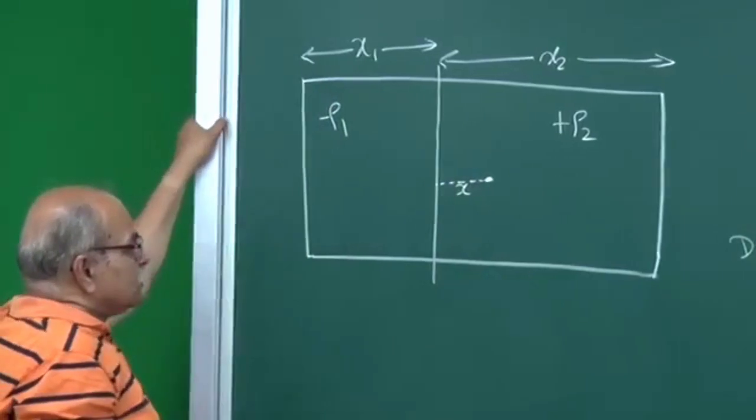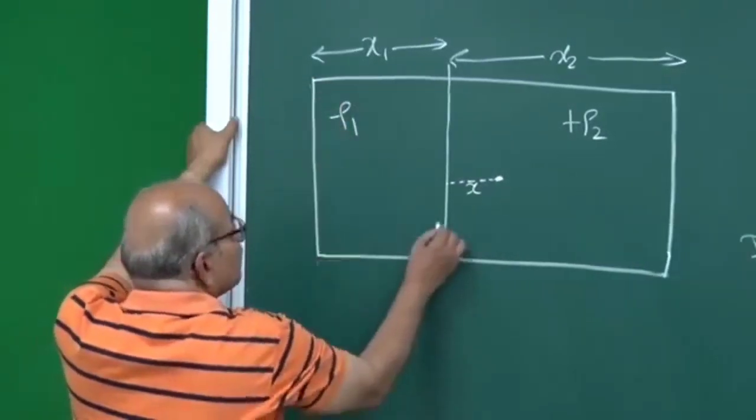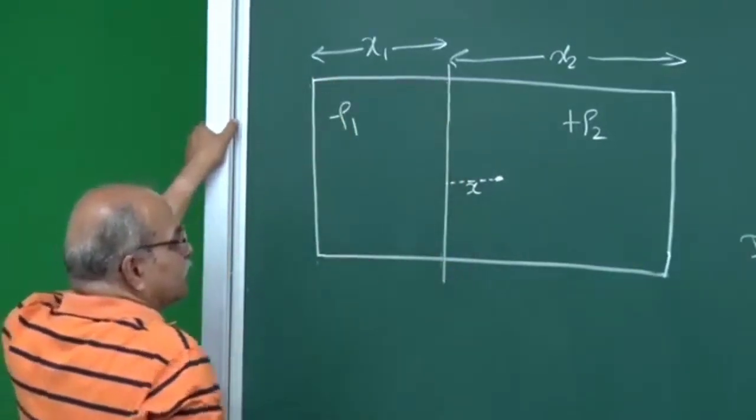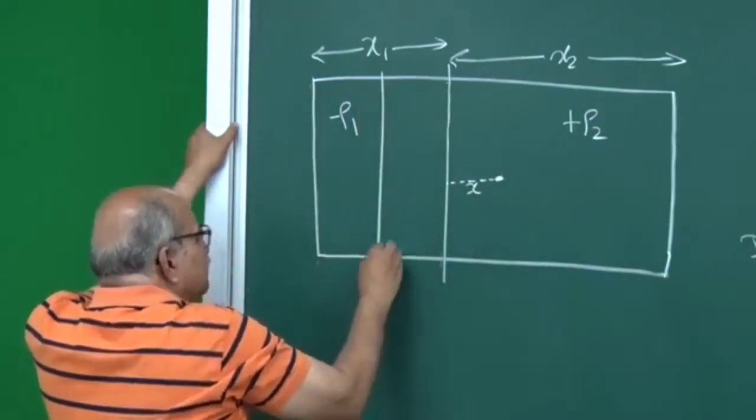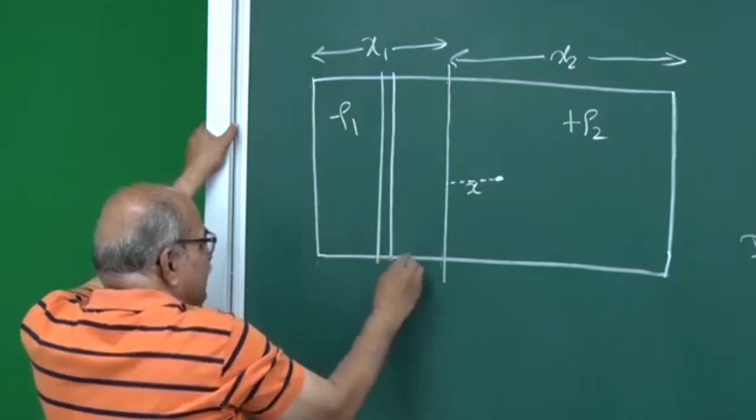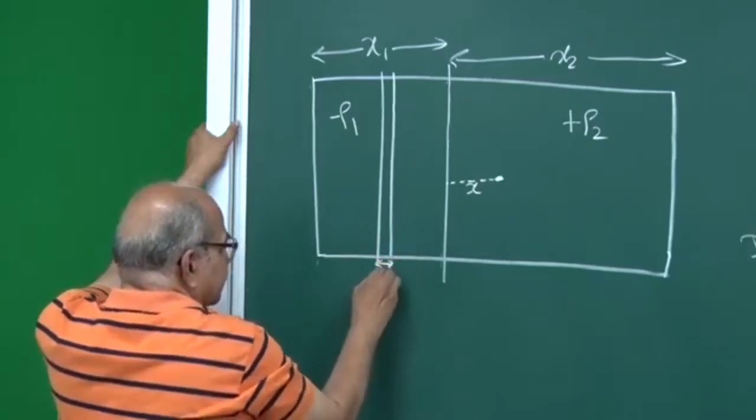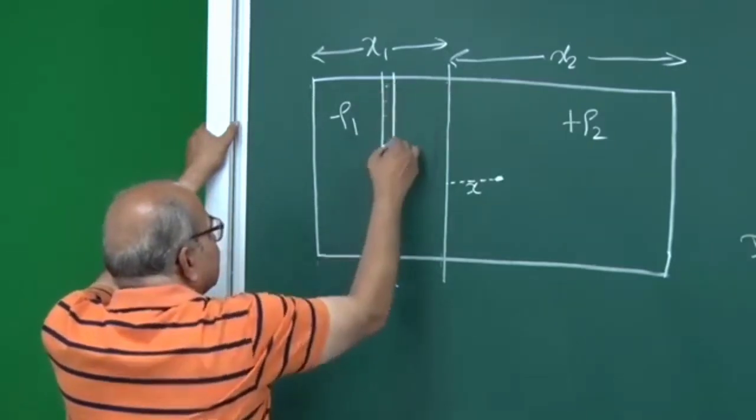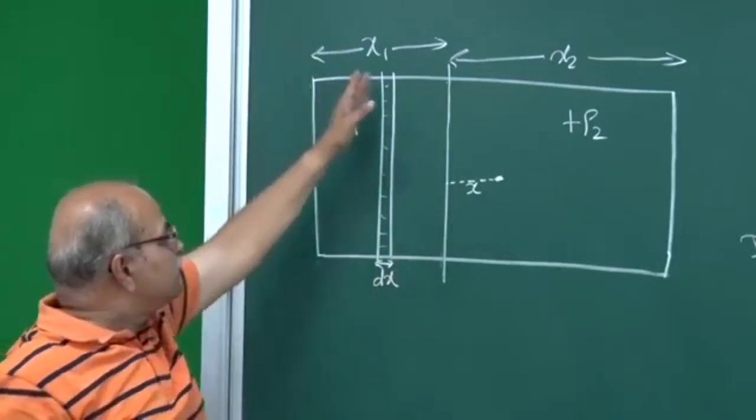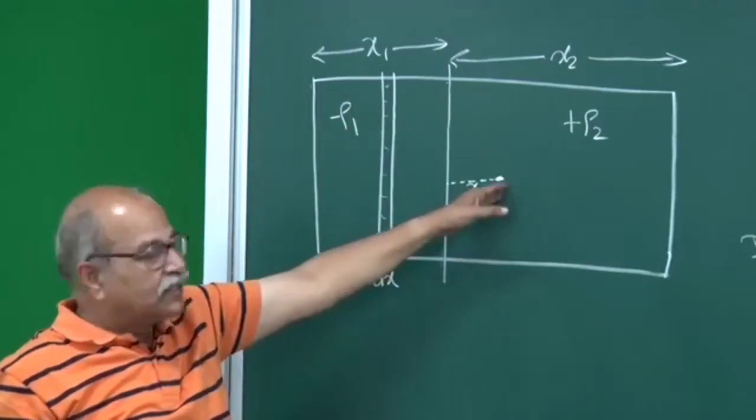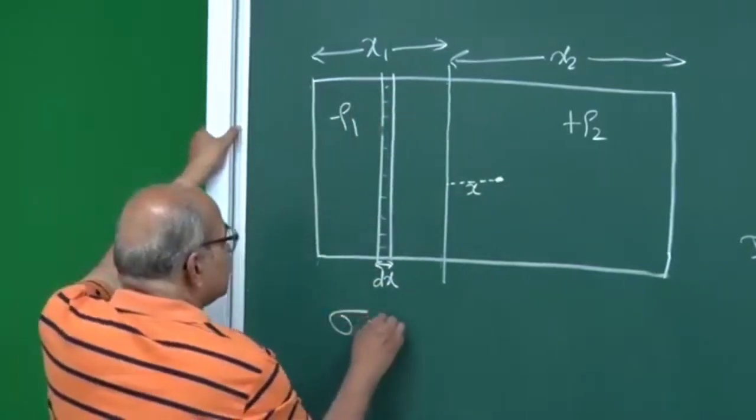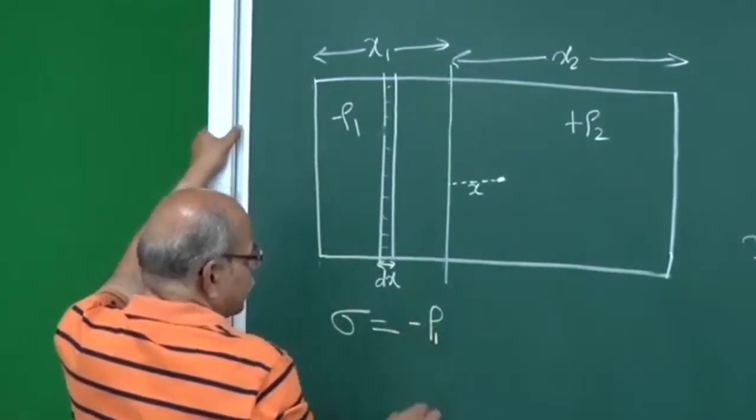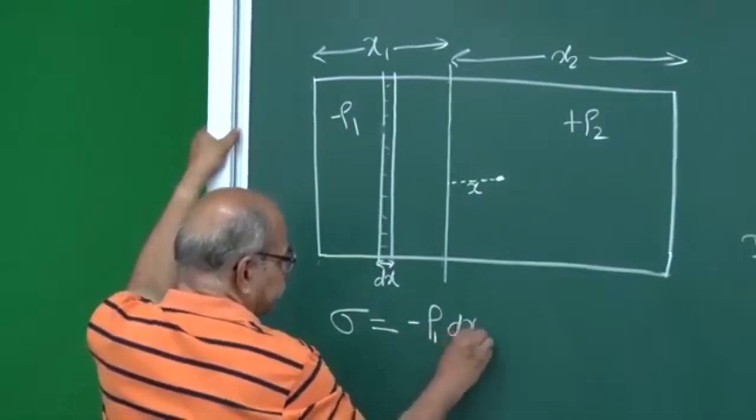So what I can do is first calculate the electric field due to this minus ρ1 charge here, and then I can calculate the field due to plus ρ2. So let's first do this. Let me take a small width here. This is at some distance x, and this is dx. What is the electric field due to this charge at this particular point? You can treat this as a surface charge layer, and that surface charge density sigma will be this volume charge density ρ1 times this dx.